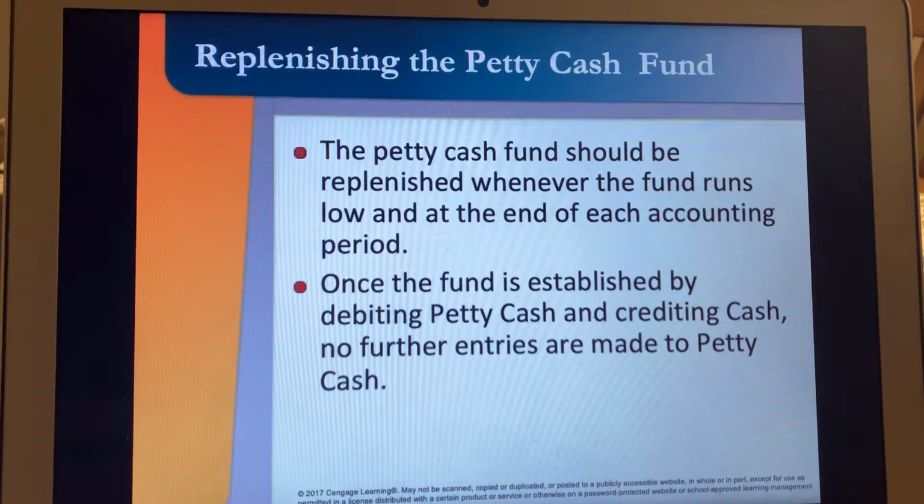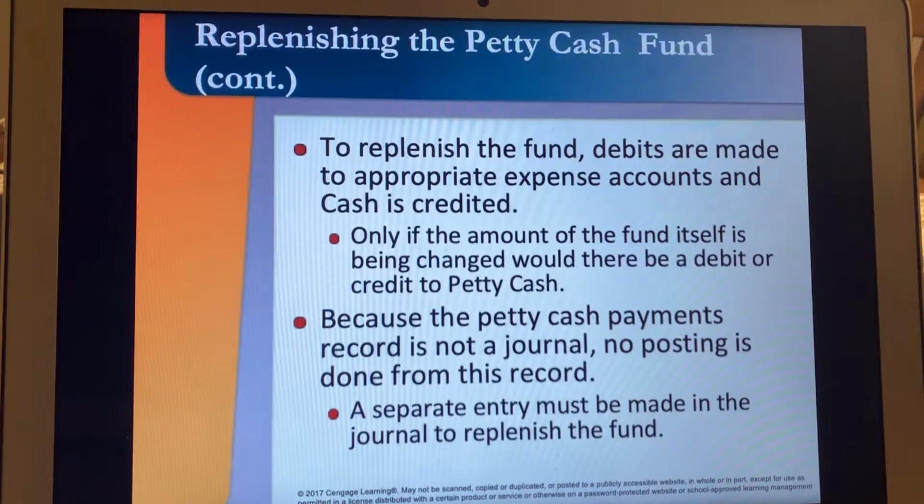The petty cash fund should be replenished whenever the fund runs low and at the end of each accounting period. Once the fund is established by debiting petty cash and crediting cash, no further entries are made to petty cash. To replenish the fund, debits are made to the appropriate expense accounts and cash is credited. Only if the amount of the fund itself is being changed would there be a debit or credit to petty cash. Because the petty cash payments record is not a journal, no posting is done from this record. A separate entry must be made in the journal to replenish the fund.